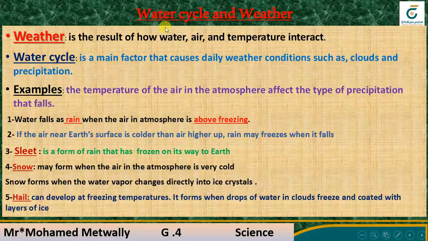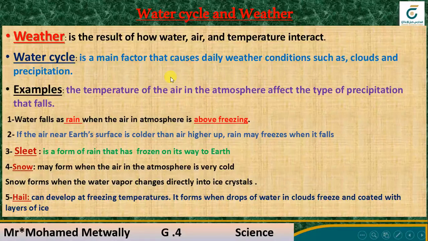So here is the strong relationship between the water cycle and weather, because of the water cycle and how the water vapor is formed according to the amount of vapor in the air under the effect of the sun, which is represented in temperature. They interact together to give us the weather. So the weather represents the status of the day: water, air, and temperature when they interact together. So the water cycle is the main factor that causes daily weather conditions such as clouds and precipitation.